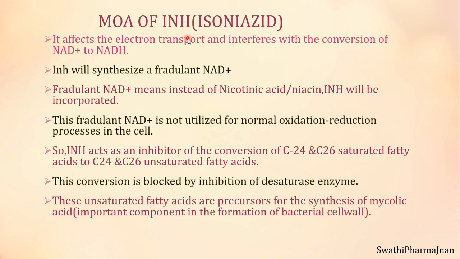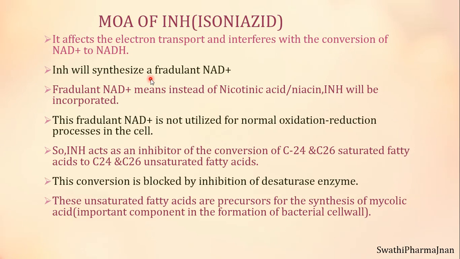The mechanism of action of isoniazid is that it affects the electron transport and interferes with the conversion of NAD plus to NADH. This nicotinamide adenine dinucleotide will convert into its reduced form, NADH. This conversion is very important for the electron transport chain. From there, the citric acid cycle and various metabolic reactions occur and ATP will be generated, which is the energy for the further functioning of the body of the bacteria. So here isoniazid will affect this electron transport by interfering with the conversion of NAD plus to NADH.